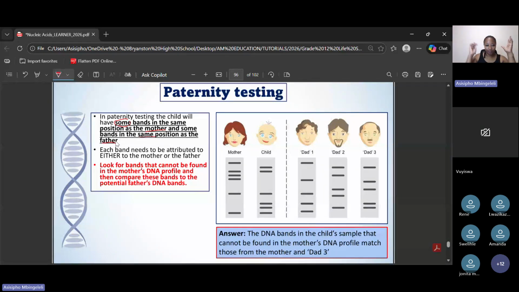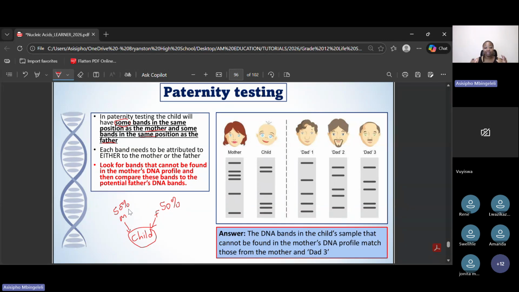What is the idea here? The DNA that a child will have would have been inherited from the father and from the mother. But let's understand this. A child inherits 50% of their DNA from the father and 50% from the mother. That means if we have 10 bars, 5 of those bars should be accounted for by the mother, and 5 of those bars should be accounted for by the father. Why is that? Because we said 50-50.